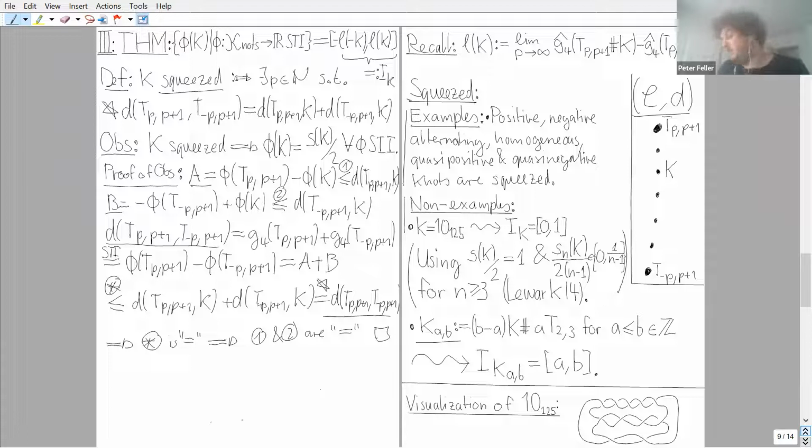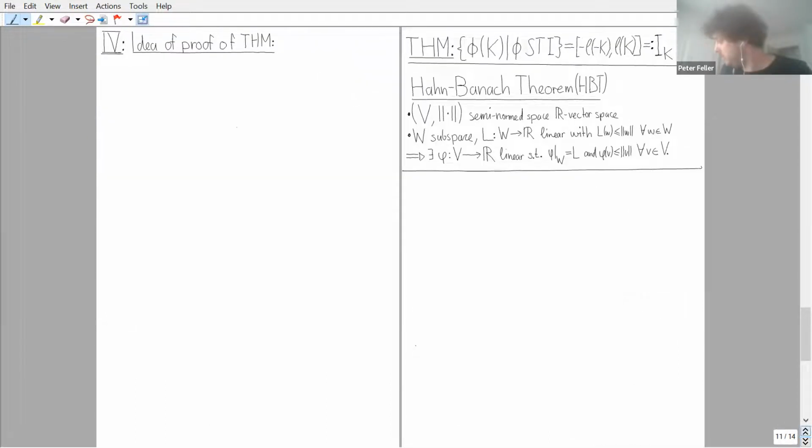Okay, but maybe too technical, too explicit. That's the end of the proof of this observation. And so I want to end on telling you a little bit about the proof of this theorem and how silly the proof actually is. I hope to convince you.